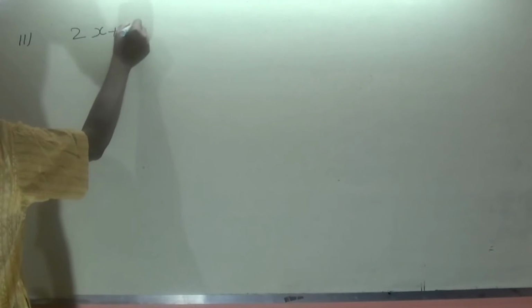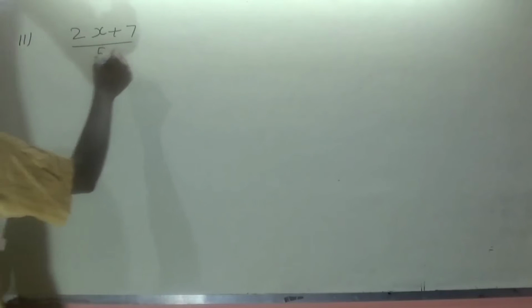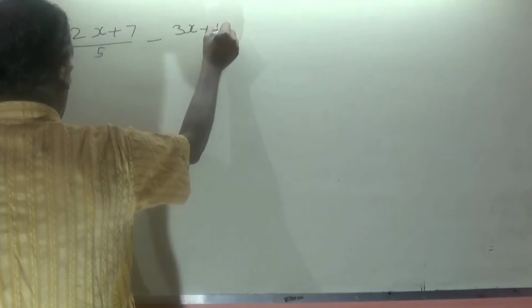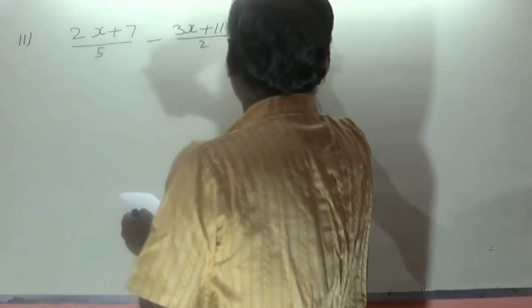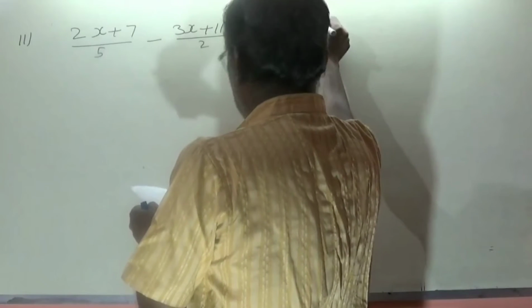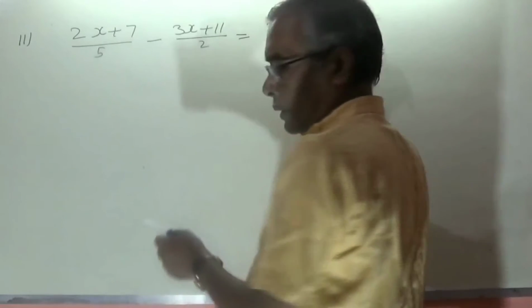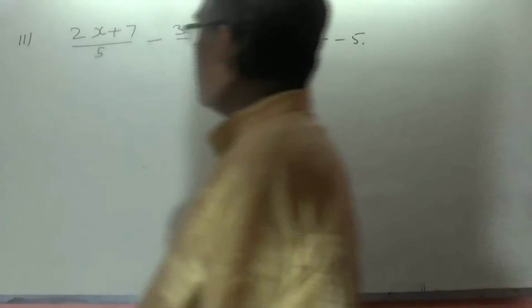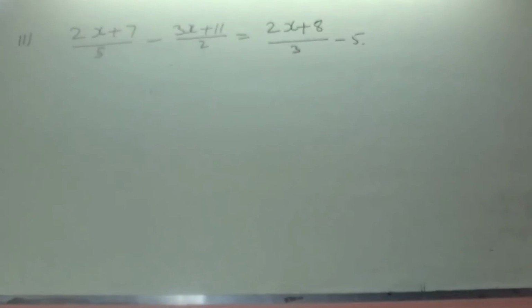Question number 11: (2x plus 7) divided by 5 minus (3x plus 11) divided by 2 is equal to (2x plus 8) divided by 3 minus 5. Let us do it. Question number 11 is the next question.